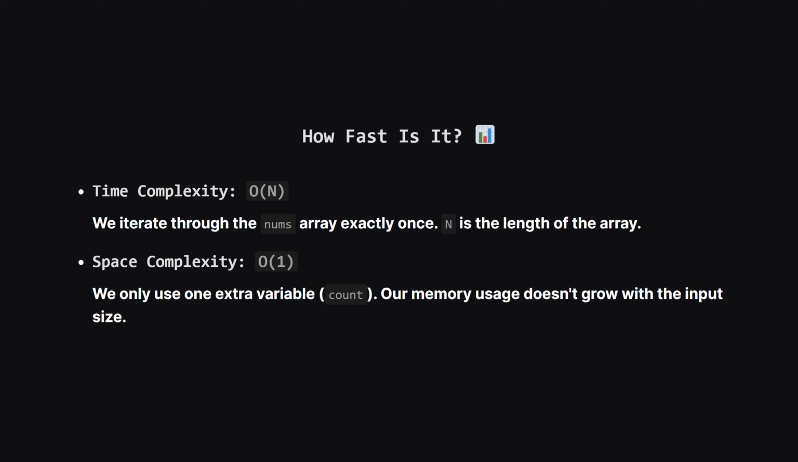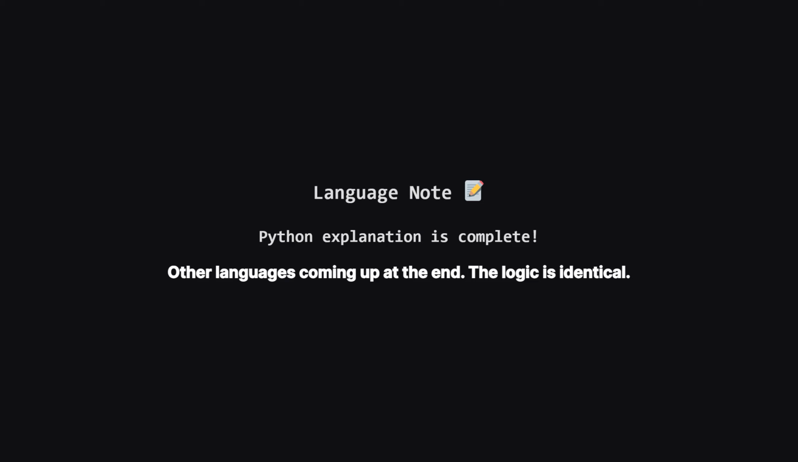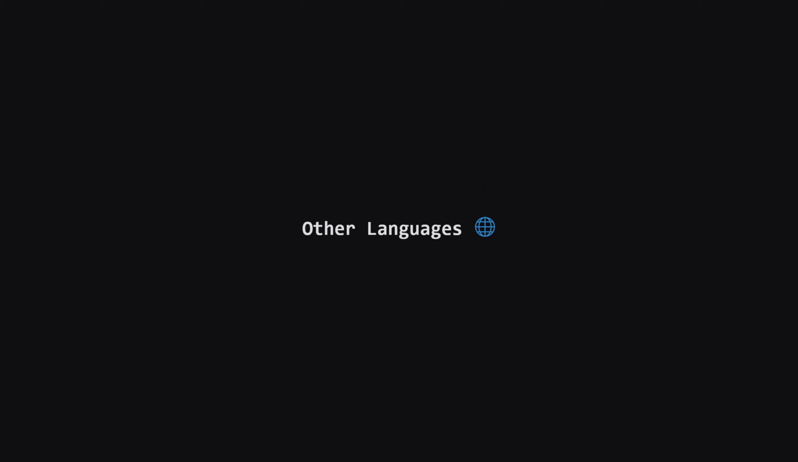That's constant space, or big O of 1. This solution is extremely efficient. Just a quick heads up. We've walked through the solution using Python. The logic is exactly the same in other languages, and I'll be showing the full code for Java, C++, and JavaScript towards the end of the video. Alright, that covers the main solution in Python.